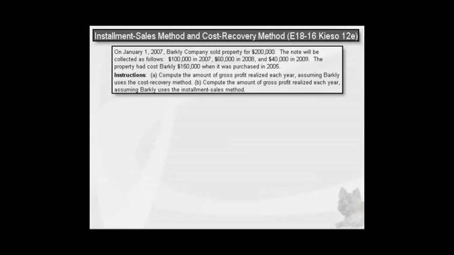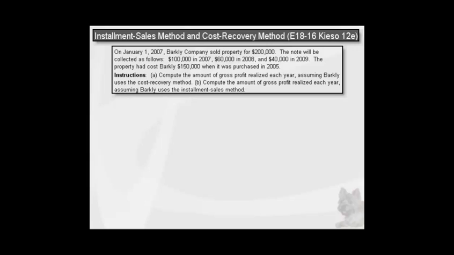On January 1st, 2007, Barclay Company sold property for $200,000. The note will be collected as follows: $100,000 in 2007, $60,000 in 2008, and $40,000 in 2009. The property had cost Barclay $150,000 when it was purchased in 2005.